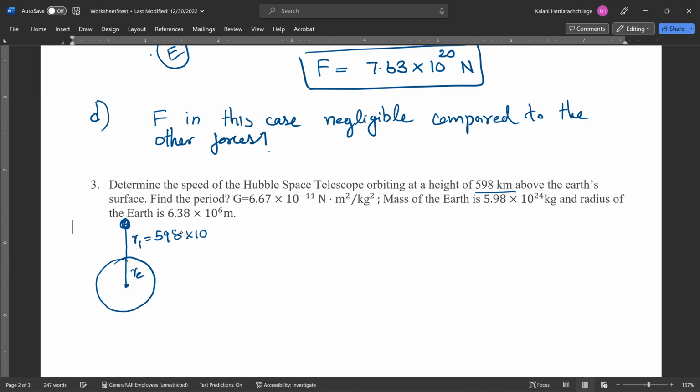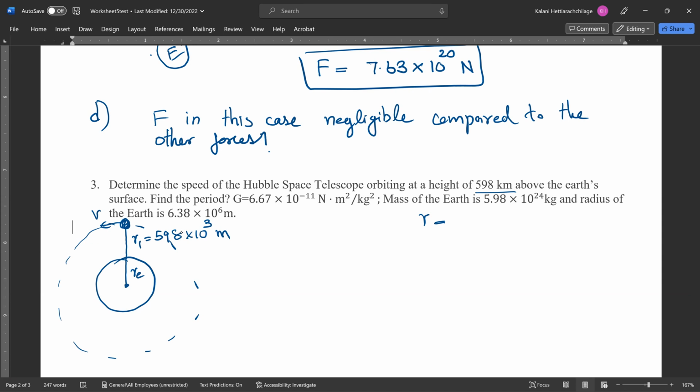98 times 10 to the power 3 meters. Okay, and RE is given and we need to find the speed. So before doing anything else, I need the R distance, because this telescope is going to move around the Earth with some speed. That's what we need to calculate.